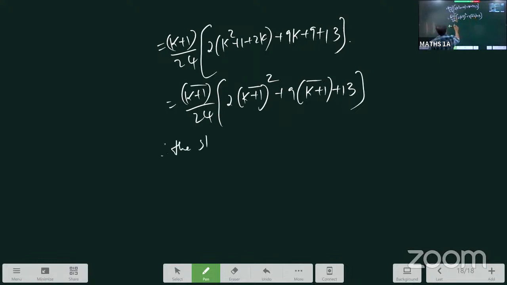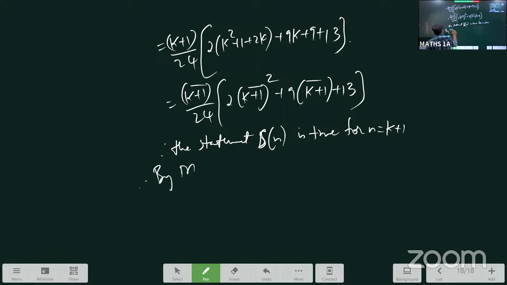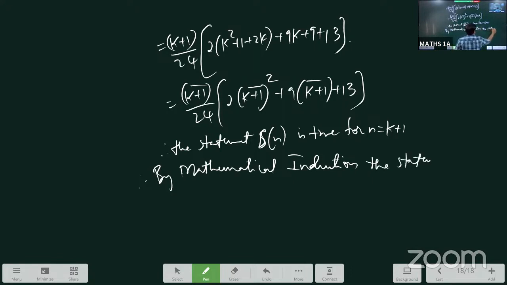Therefore, the statement S of n is true for n equal to k plus 1. Therefore, by mathematical induction, the statement S of n is true for n belongs to natural numbers.